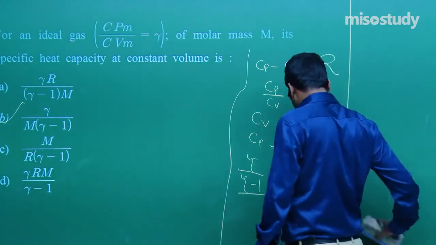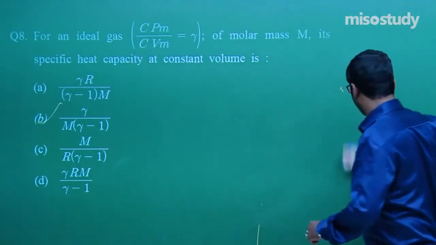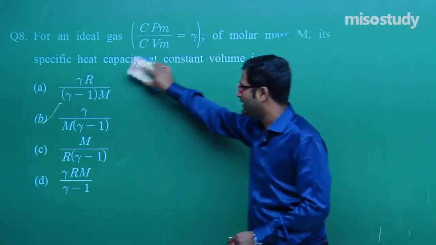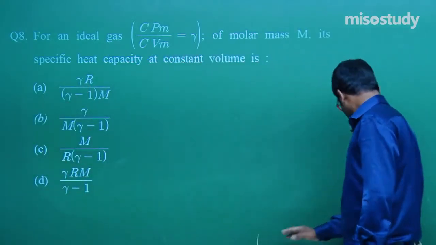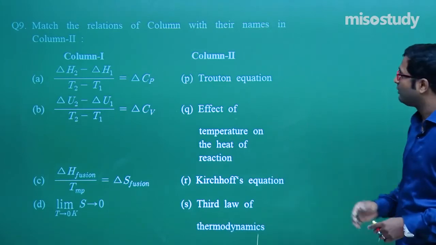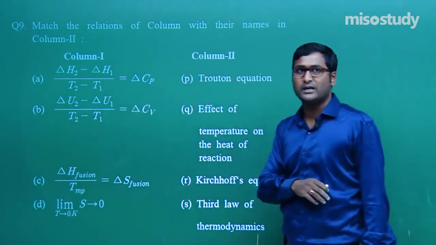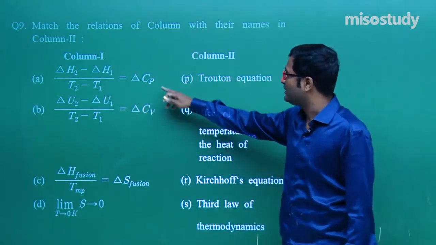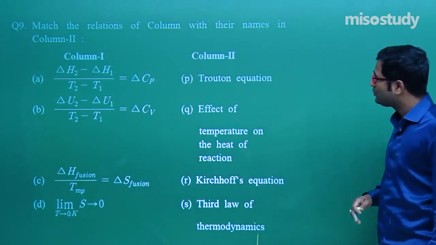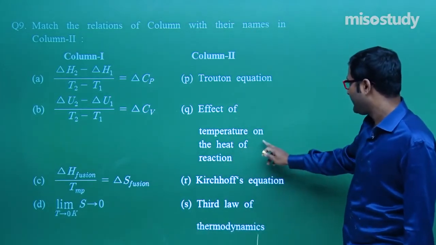I am going to rub this part because we have a fixed interval of time, so we are not going to elongate this. Now let's move to the next question, question number 9. This is a simple theoretical question. As we know, delta H2 minus delta H1 divided by T2 minus T1 is equal to delta Cp.